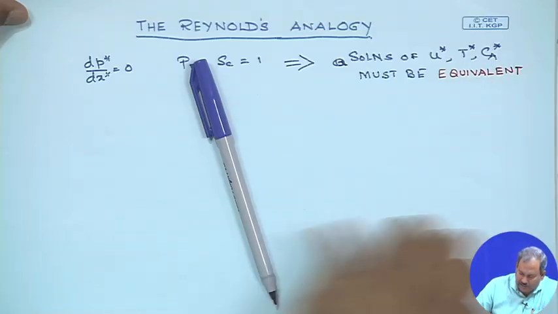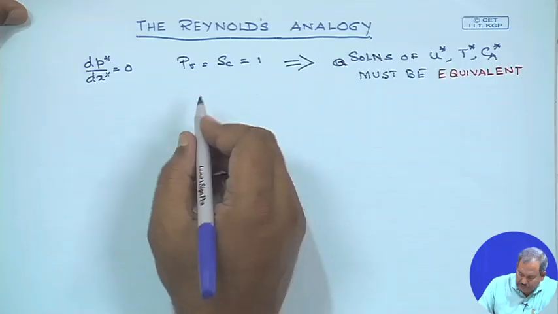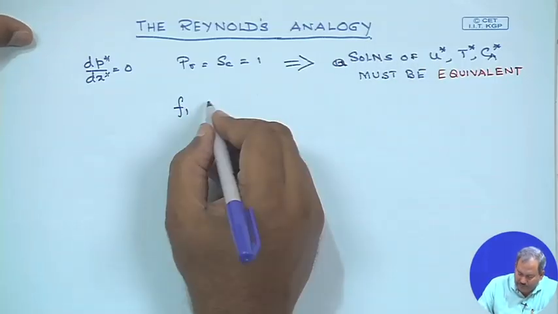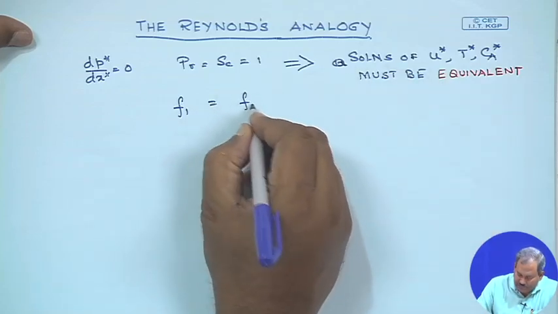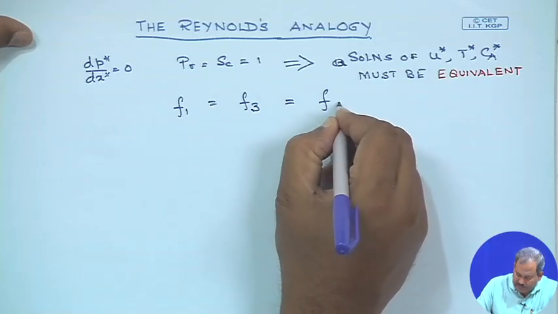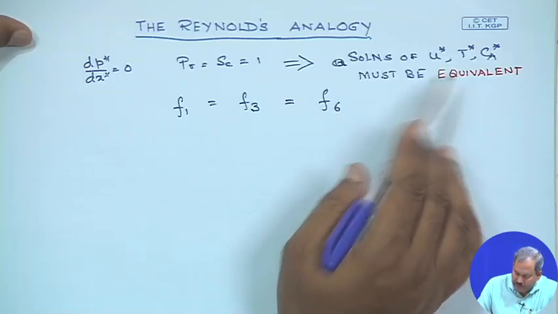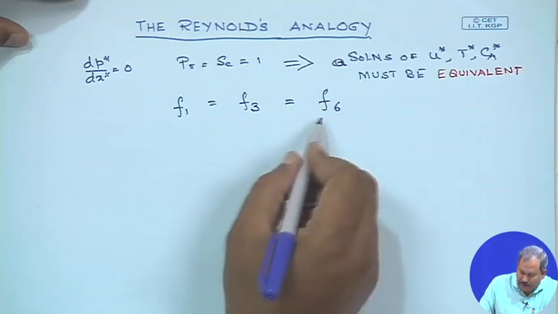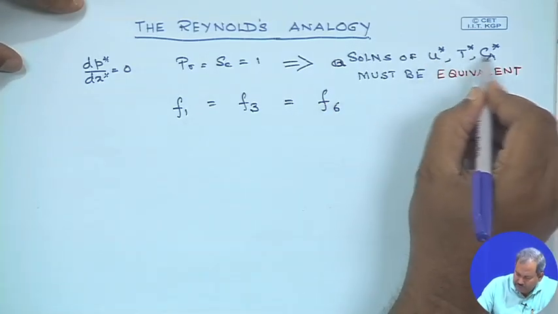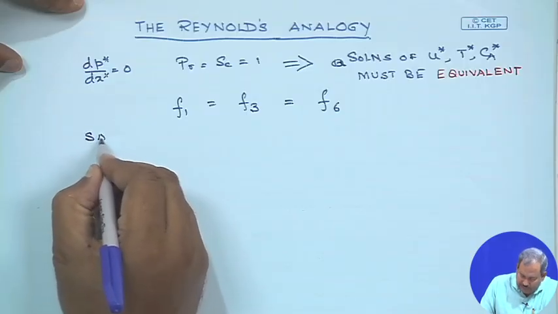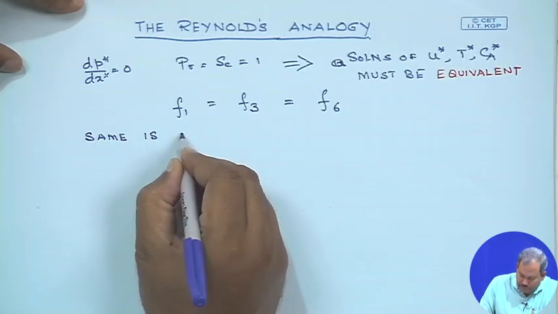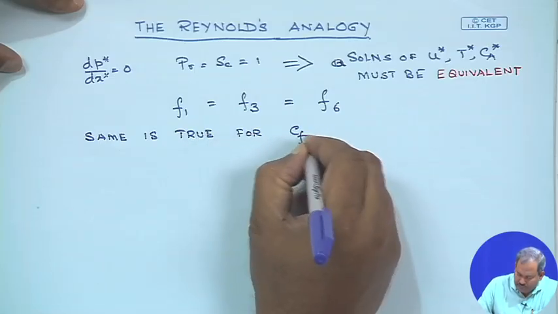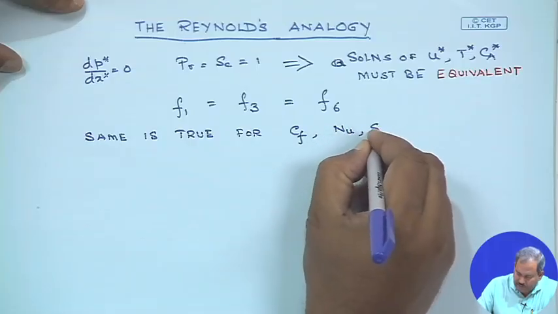So, this is what analogy is, and if you look at your class notes, the U star is essentially expressed in terms of function f1, T star was expressed as f3 and C S star was expressed in terms of f6. So, f1 must be equal to f3 and is going to be equal to f6. Since the solutions of these are equivalent, the same is true for Cf, the friction coefficient, Nusselt number and Sherwood number.